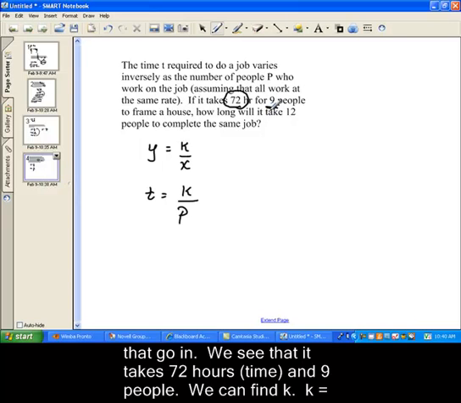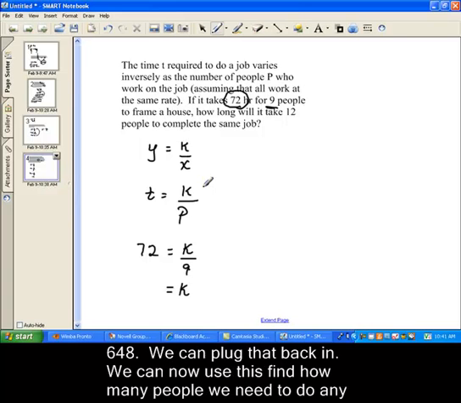They're telling us it takes 72 hours for 9 people. So if I put 72 in here, that's the time, and 9 in here, that's the 9 people. We have our equation, we just don't have our k yet. If we solve here, we see that k actually equals 648.